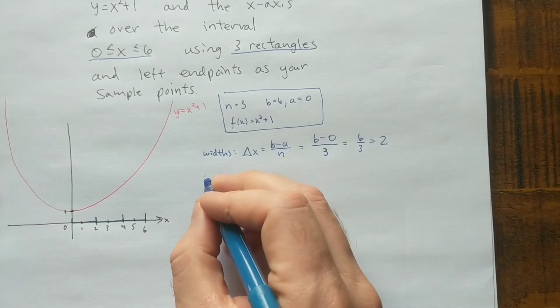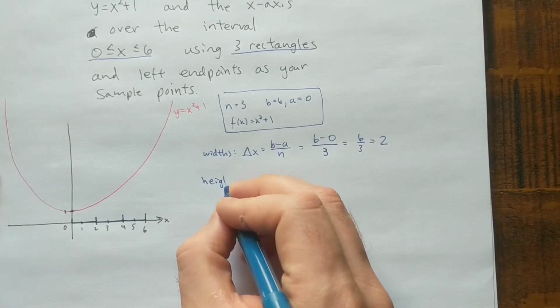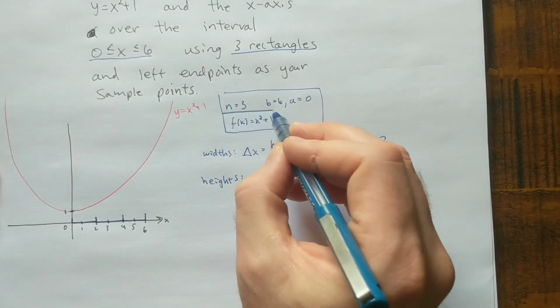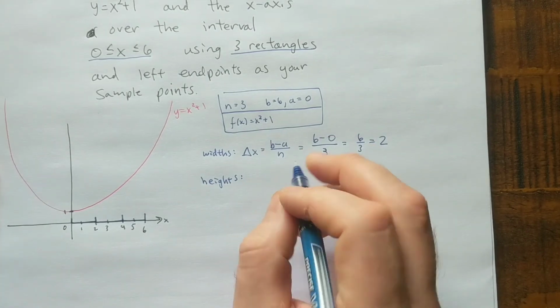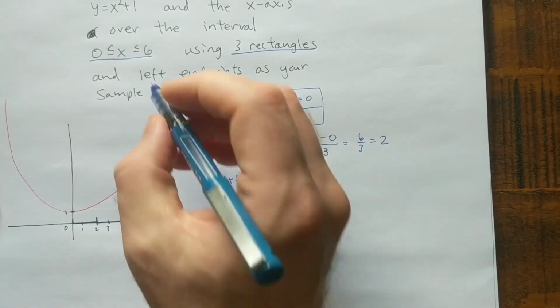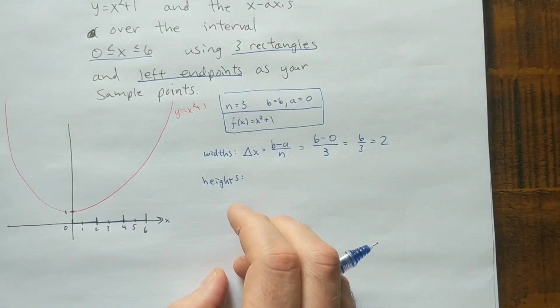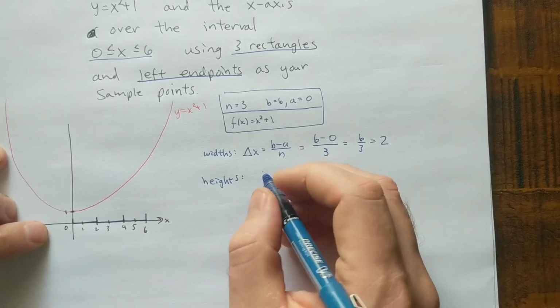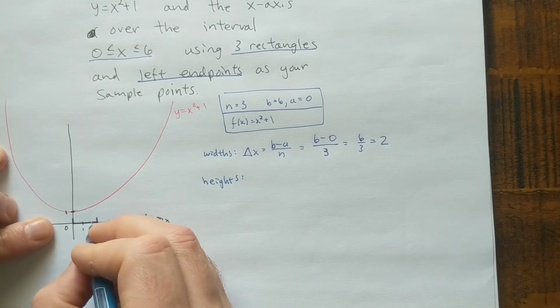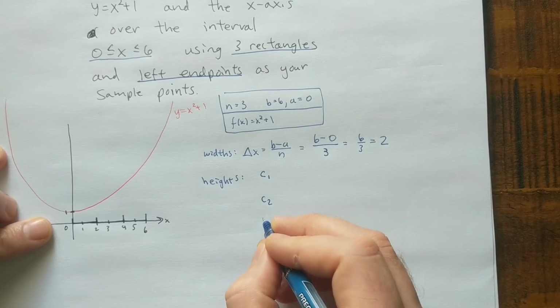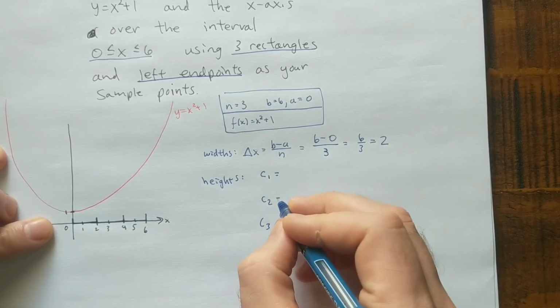So how do we get our heights? Our heights are going to be given by plugging something into the f of x, which is x squared plus 1. So first, let's see what our sample points are going to be. They're going to be given by our left endpoint. So we're going to take the left endpoint of each subinterval. And our subintervals are here, 0 to 2, 2 to 4, 4 to 6. So we need a C sub 1, a C sub 2, and a C sub 3. So we need a sample point for each rectangle.